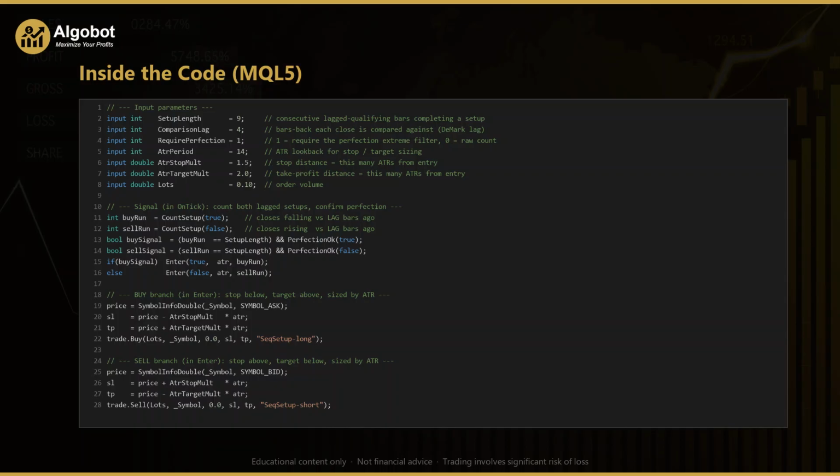In the signal block, the code calls count setup twice, once for a buy, counting closes falling versus 4 bars ago, and once for a sell, counting closes rising.